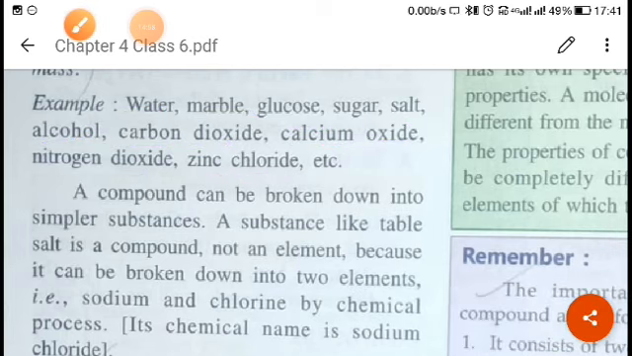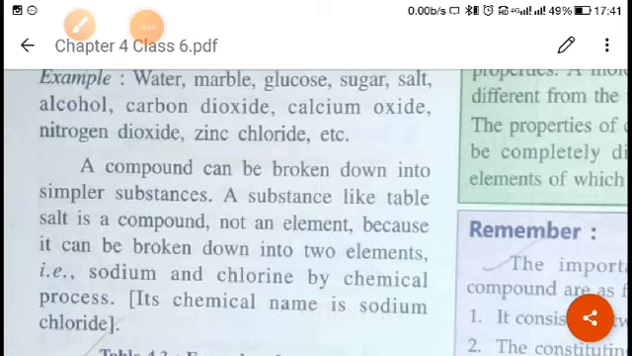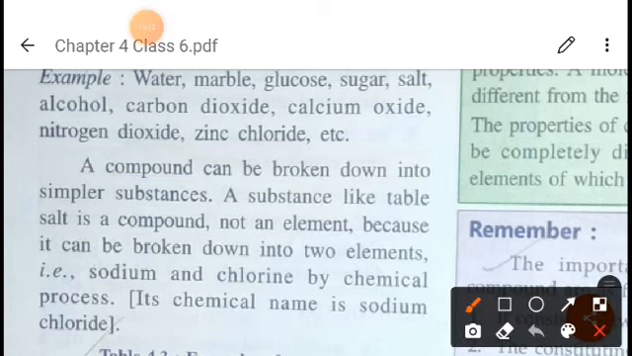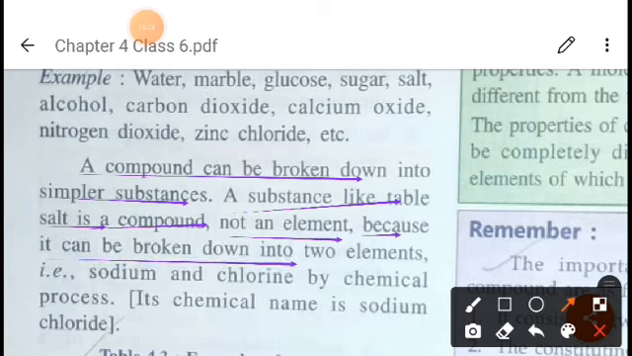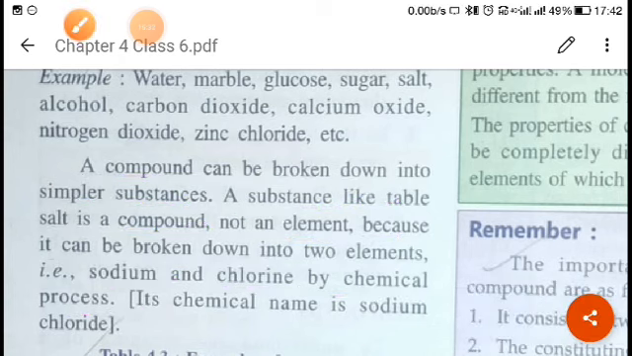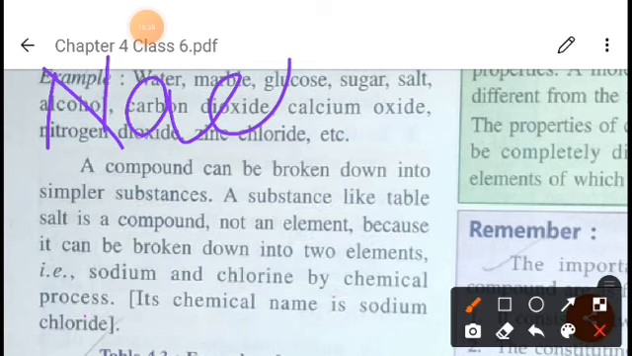Now these compounds can be broken down into simpler substances. As you can see here, it is written that a compound can be broken down into simpler substances. A substance like table salt, NaCl, is a compound and not an element, because it can be broken down into two elements, sodium and chlorine, by a chemical process. I will give you one example. This is NaCl, the common salt which we use in our house in our food.